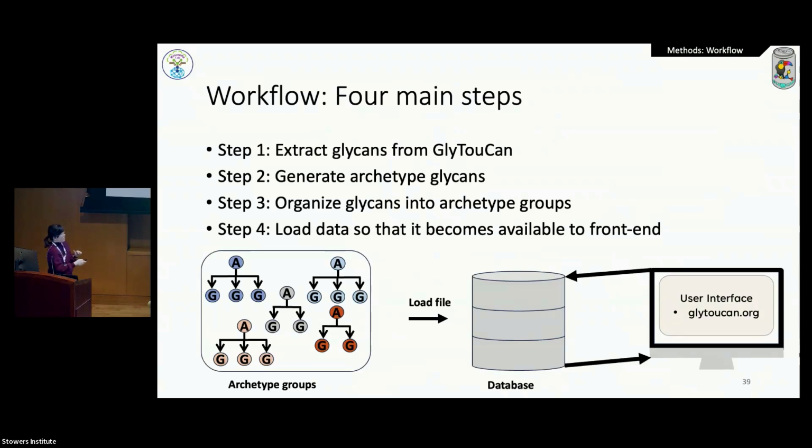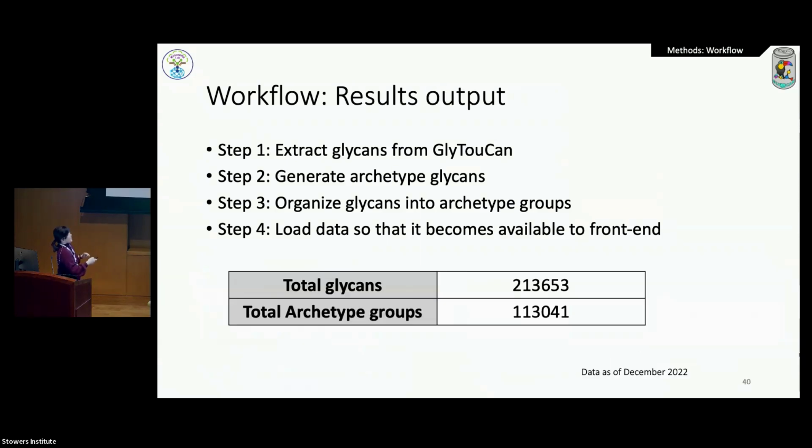So in our workflow to organize all this information, we have these four steps. We had to go through and extract all the different glycans from GlyTouCan, because we know we just need the U structure for the monosaccharide and the reducing end. We generate the archetype glycan or WURCS string for each of these, and then collate all the archetype groups based on the archetype structure, and then generate the RDF and load it into our database, and then create the user interface.